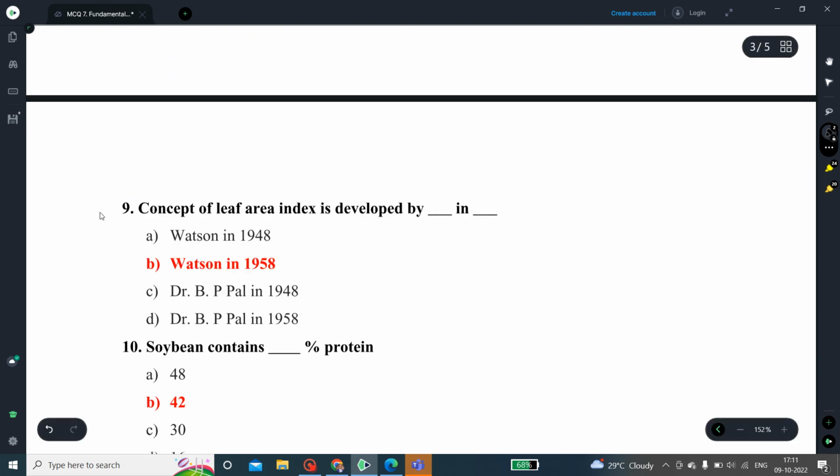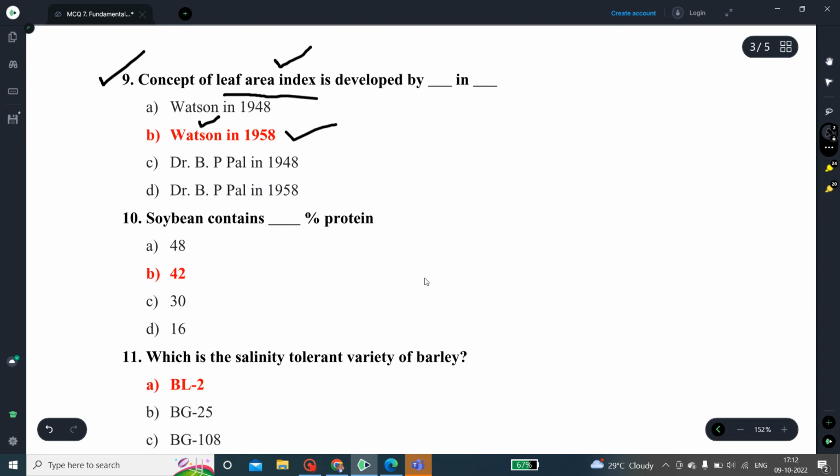The question number 9: the concept of leaf area index was developed by which scientist, or in which year? That is the question. Leaf area index is nothing but the projected leaf area per unit area, or maybe per meter square. One unit of LAI is about 10,000 meter squares per hectare. That is the norm. The concept of leaf area index was developed by the scientist Watson in the year 1958. And this is the correct answer for this question.